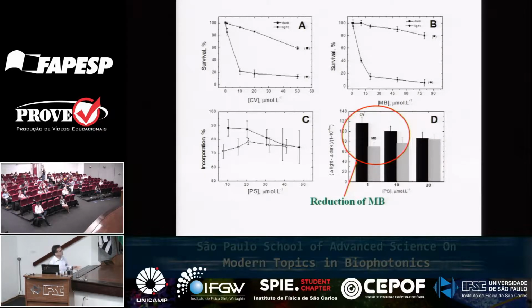So if you look at the data, this is data of toxicity in the dark and under illumination. You see that both of them, when you put light, become a lot more toxic. This is a culture of HeLa cells. We can measure the amount of incorporation. Both of these dyes incorporate in the cell, in a certain limit, from 70 to 80%. Because we know how much these dyes absorb and how much they are inside the cell, we can estimate how much light they are absorbing.